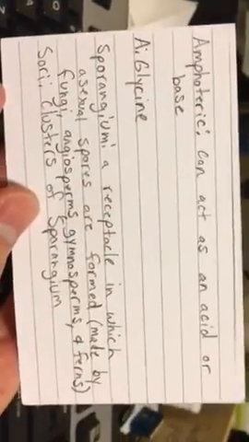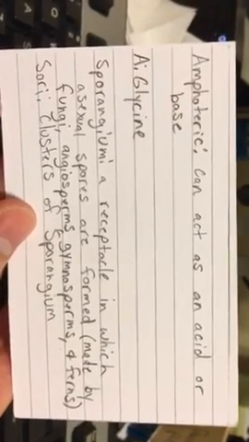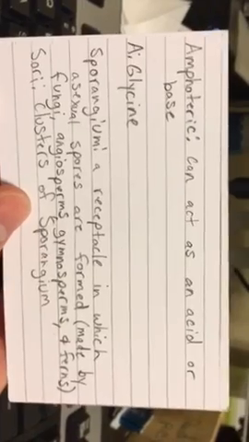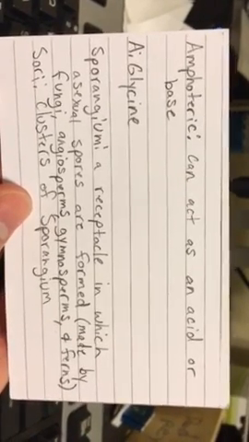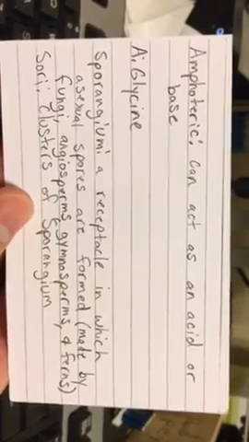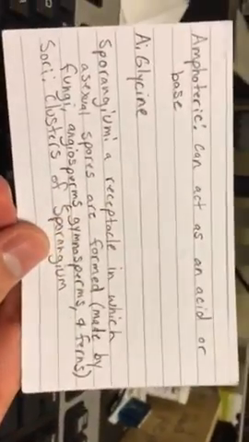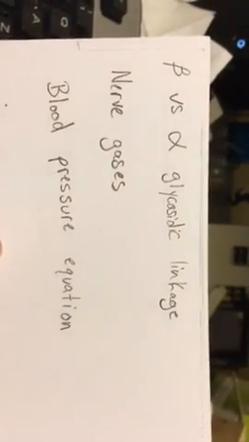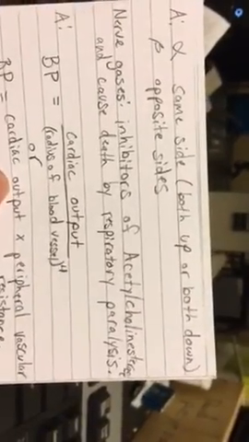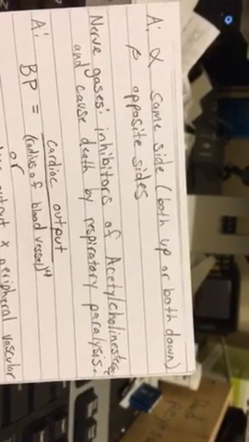Sporangia. Sporangia are sporangium, a receptacle in which asexual spores are formed, made by fungi, angiosperms, gymnosperms, and ferns. What are sori? Sori are clusters of sporangium. Beta and alpha glycosidic linkages. Well, alpha are on the same side, both up or both down, and beta are opposite sides.